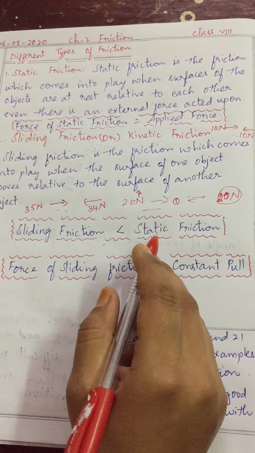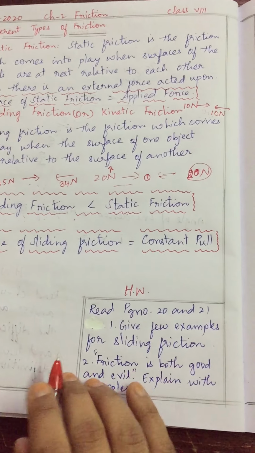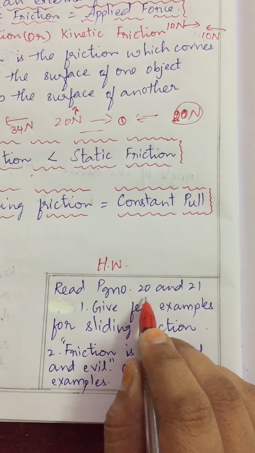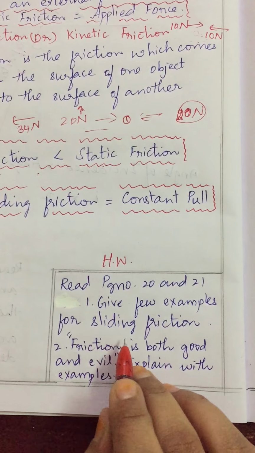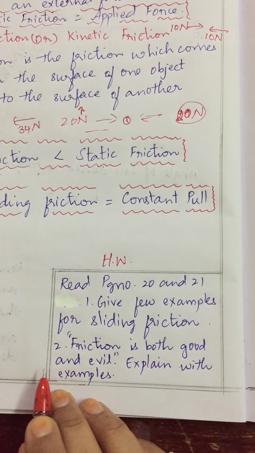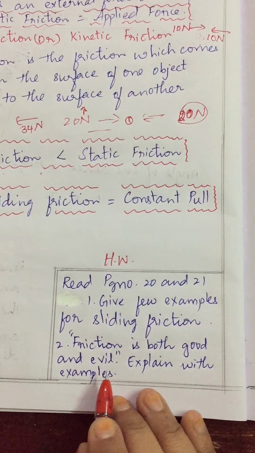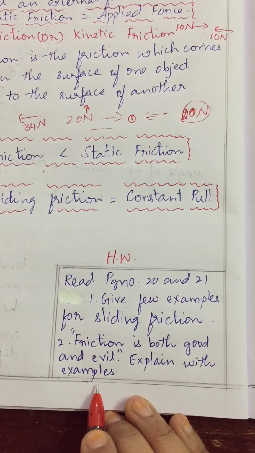Am I clear, children? So today's homework: read your physics textbook, page numbers 20 and 21, then give a few examples of sliding friction. Second question: friction is both good and evil. Explain with examples. Clear?